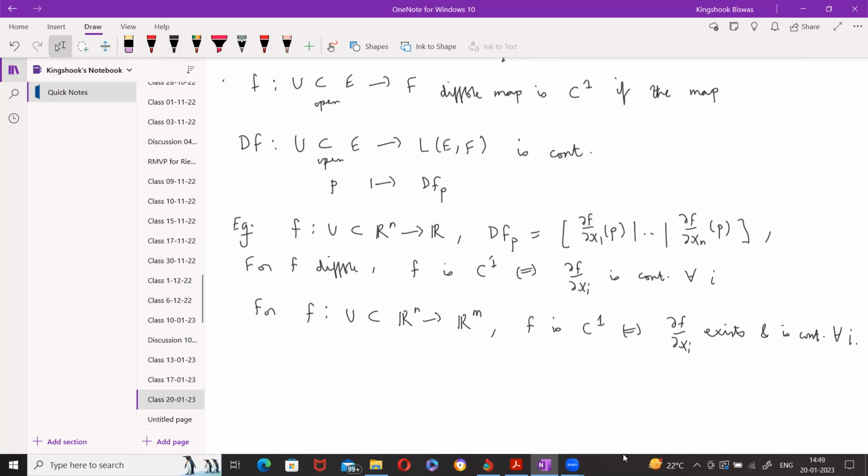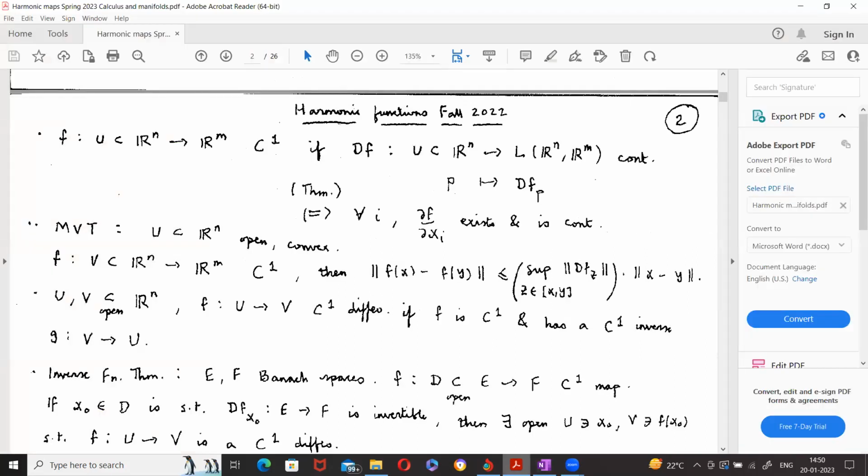So on the other hand, if you know that the partials exist and are continuous, then the map becomes differentiable and C1. Okay. All right. So I'm not going to prove this. This is a theorem. So, okay. So for C1 maps, we have some control of the function in terms of its derivative. We have what's called the mean value theorem.